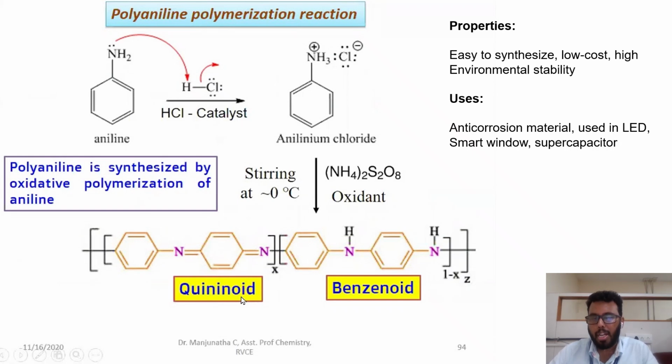Polyaniline is a well-known conducting polymer which is widely used in energy storage devices like supercapacitors and batteries. It is a very good electrode material with good conducting properties. So all you need to do is take aniline.